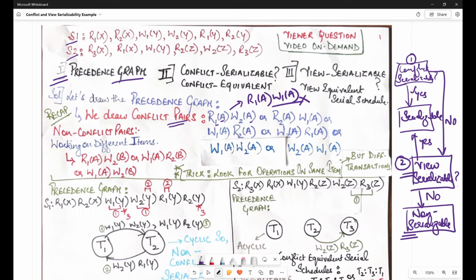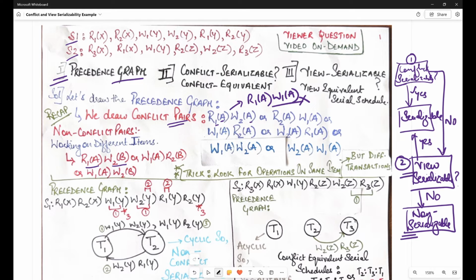But coming back to this problem, another example of non-conflict pairs is when we are performing operations on two different items. For example, R1A and W2B. R1A means transaction 1 is performing a read operation on item A, whereas W2B means transaction 2 is performing a write operation on item B. Since both operations are being done on two different items, it does not matter in which order they happen, because they are independent of each other. Therefore these are non-conflict pairs. There is no problem in these pairs. They can happen in any order.